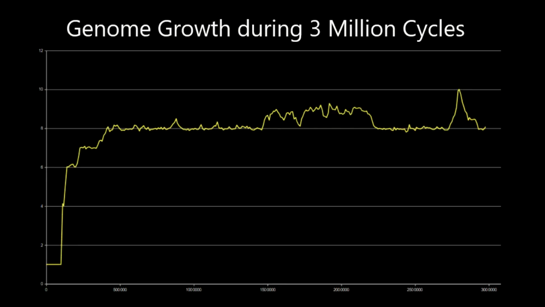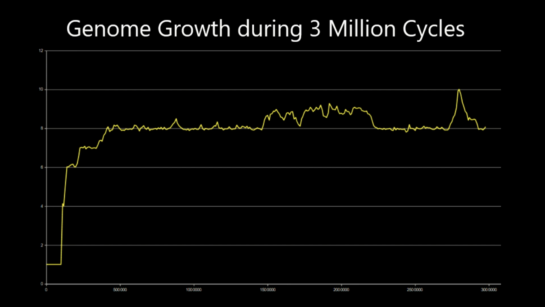This is the average genome size over the whole population for 3 million cycles. We see genomes do not go on growing forever. The genome size reaches a size of 80 genes after 430,000 cycles and stays in a band between 8 and 10 genes going forward.